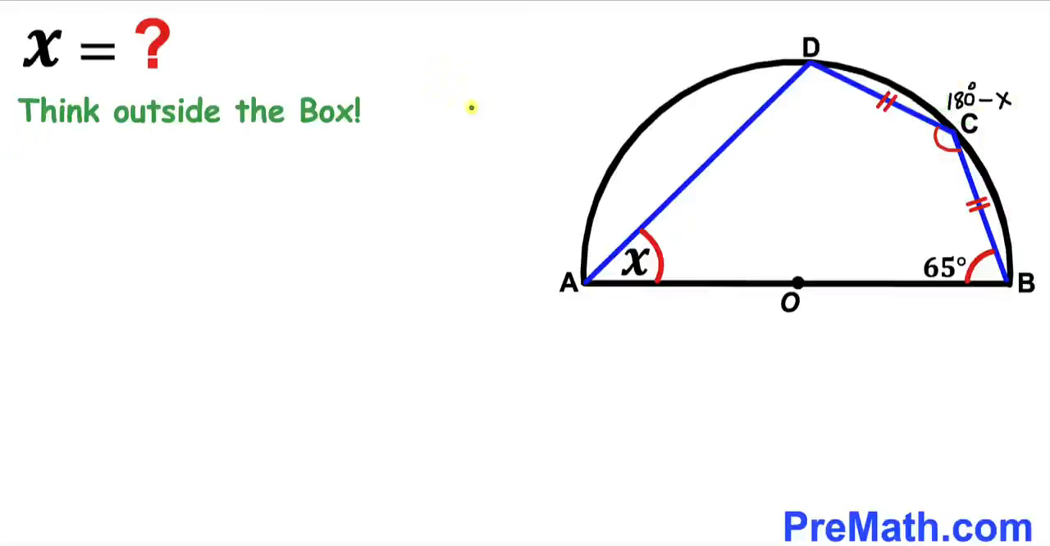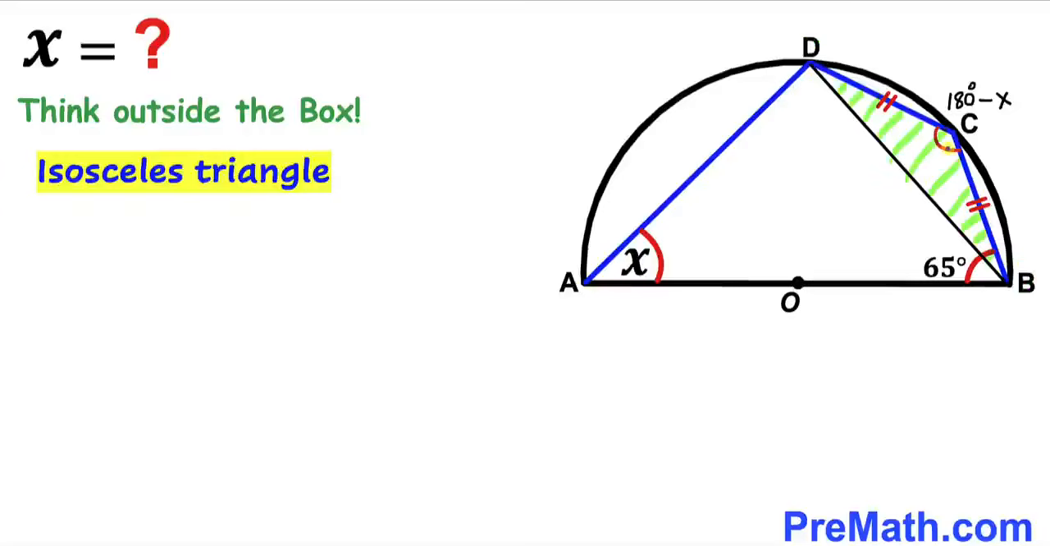And now we are going to think outside the box, and I'm going to connect these vertices B and D, as you can see in this next step. And now let's focus on this triangle BCD. And we can see that this triangle is an isosceles triangle, since this side length equals this side length. And since this triangle is isosceles, so therefore this angle must be congruent to this angle. If I call this angle alpha, then this angle has got to be alpha as well.